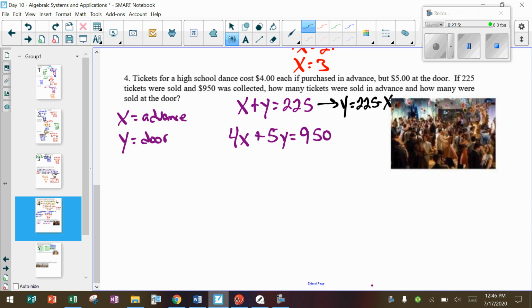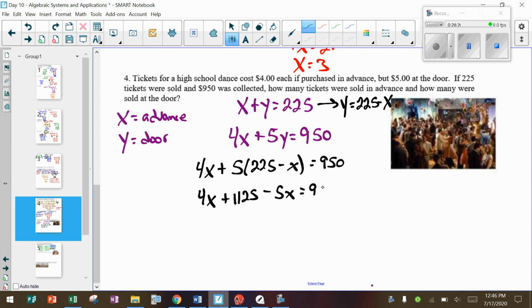And I'm going to substitute that 225 minus x in for the y. And I'm going to distribute the 5 and then subtract the 1125 from both sides. And 4x minus 5x is negative 1x left over when I combine like terms. Divide by negative 1, and there were 175 tickets sold in advance.